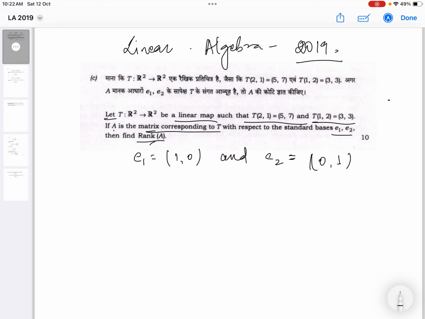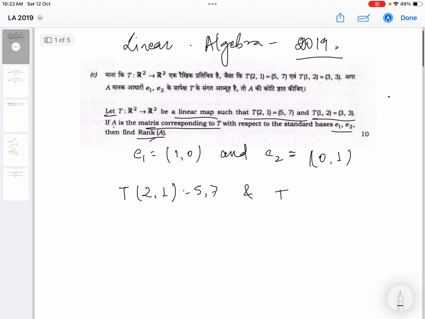So given that T of 2 comma 1 is nothing but 5 comma 7 and transformation of 1 comma 2 is nothing but 3 comma 3. And now the bases are 2 comma 1 and 1 comma 2. Now we have to convert the bases into 1 comma 0 and 0 comma 1. So this is the thing that we need to do.